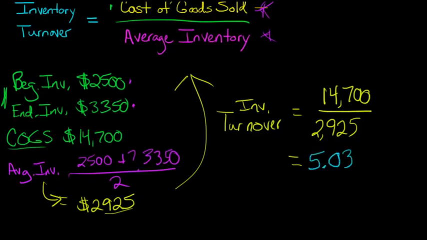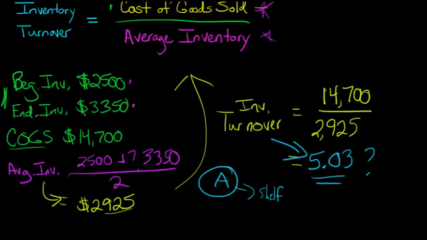Now, what does this mean? This means that we're turning over our inventory 5.03 times a year. About 5 times a year, we turn over our inventory. So think of some product A. We take product A, we put it on the shelf, we sell it, and then we replace it with another product A, and we sell it. We do that 5 times every year.